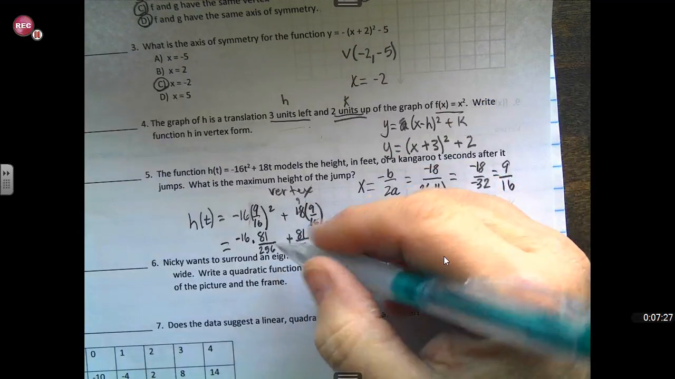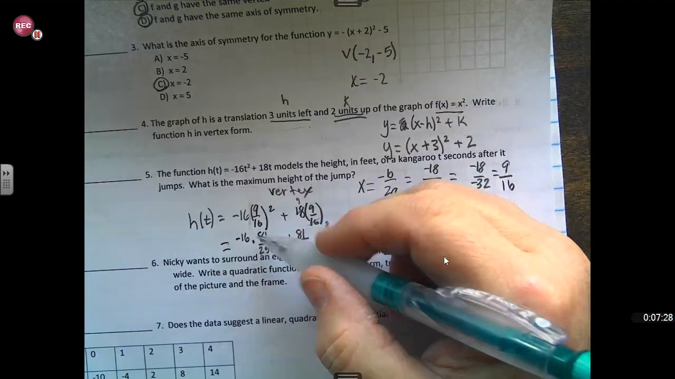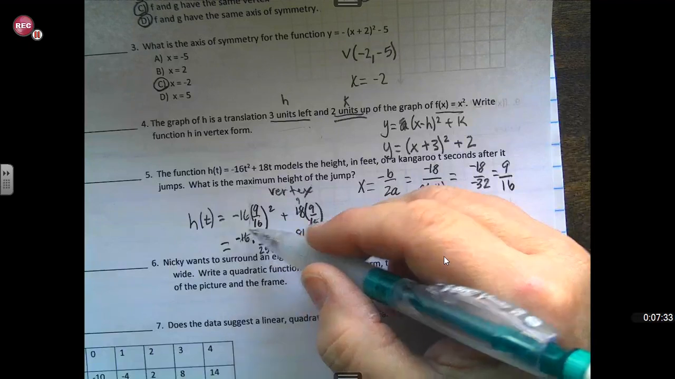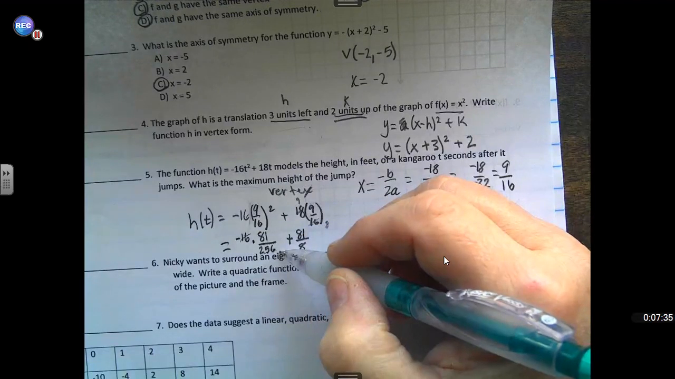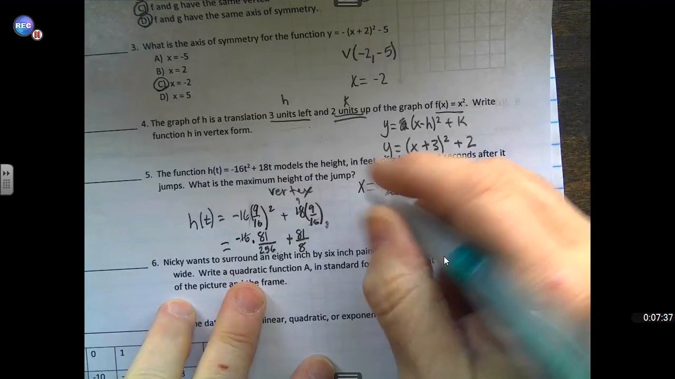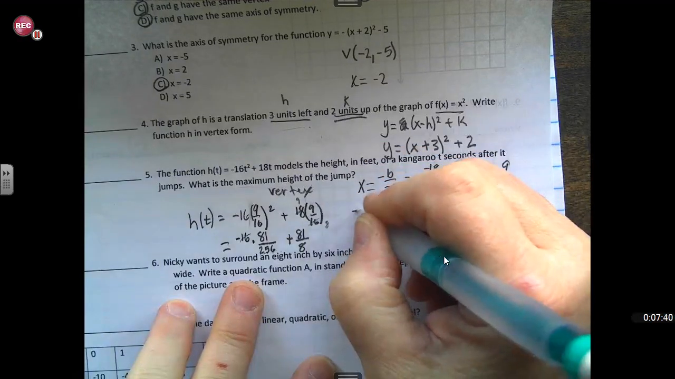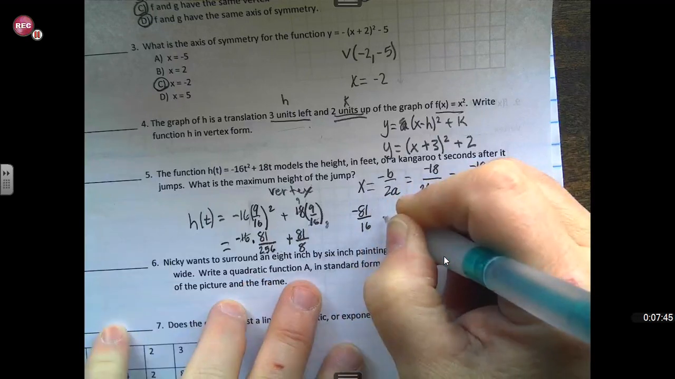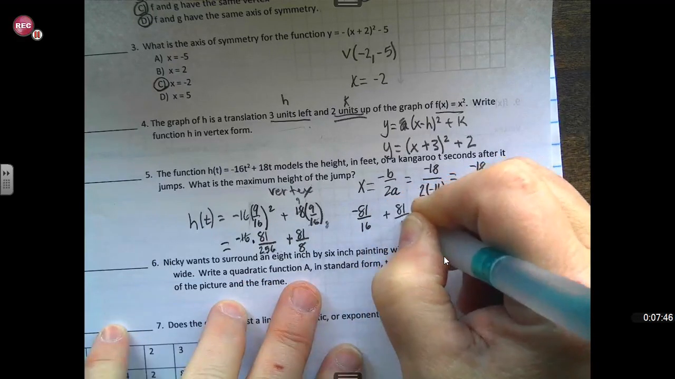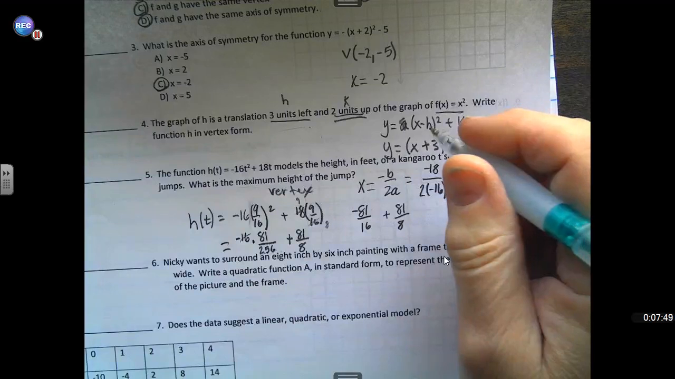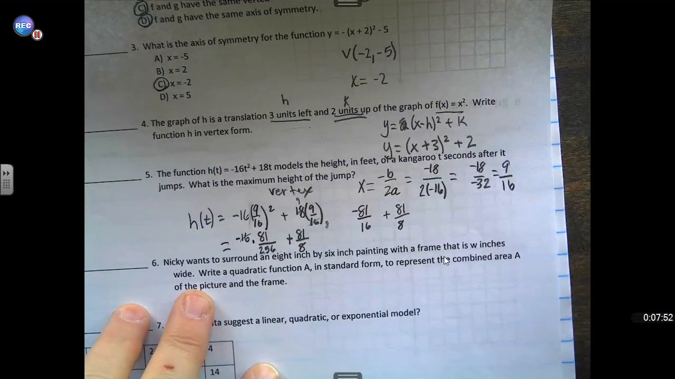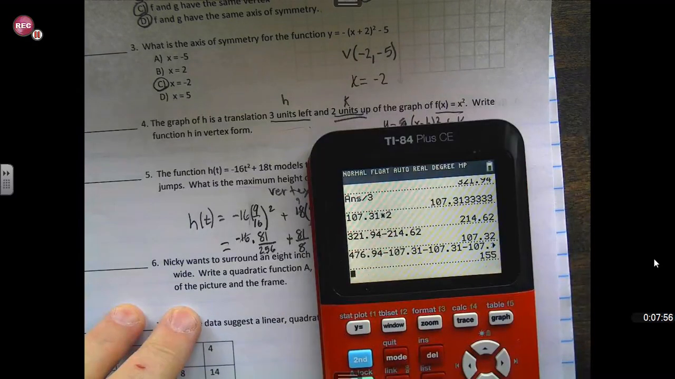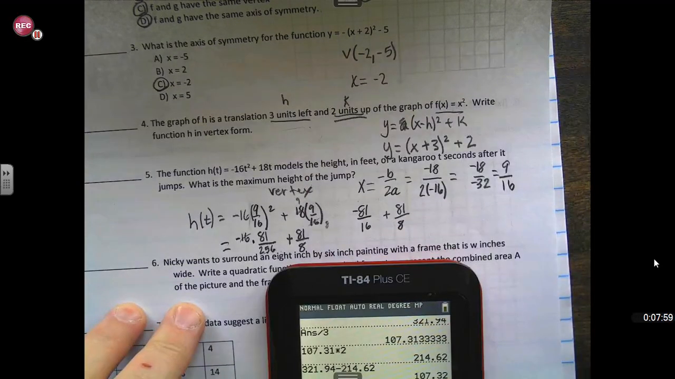And then over here, obviously this was 16 squared. So I can reduce this. This 16 will go into here 16 times. So what I have is negative 81 over 16 plus 81 over 8. So I don't quite have a common denominator. And I'm just going to get a little help from my friend here and make sure I've got everything correct.